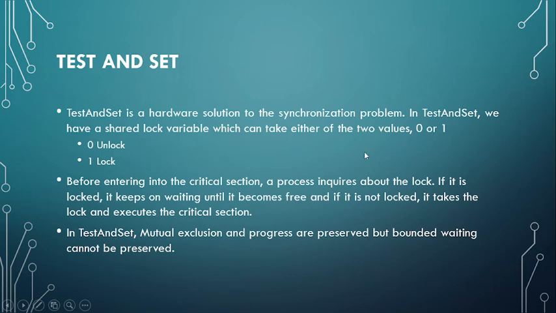What is the value? If it is 0, it means unlocked, so a process can access the shared critical section. If it is 1, then another process has locked the critical section and is accessing the resource. So when a process tests the lock and it is 0, it sets the value of the lock to 1, that is test and set. In test and set, mutual exclusion and progress are preserved, but bounded waiting cannot be preserved, because we can allow only one process to test and also one process to set.